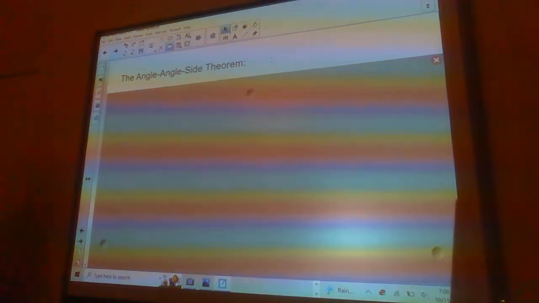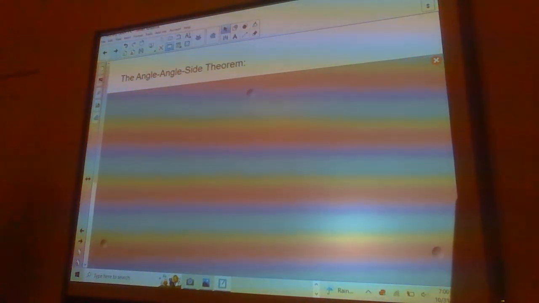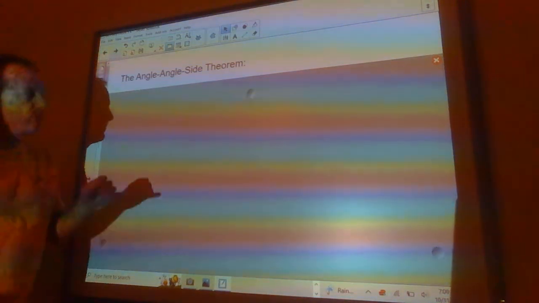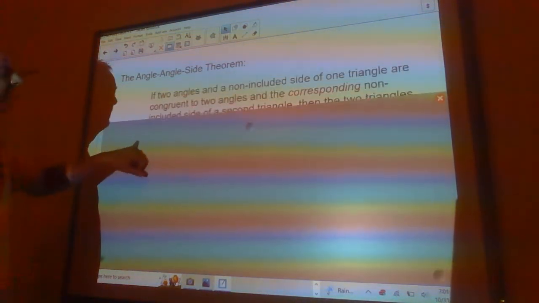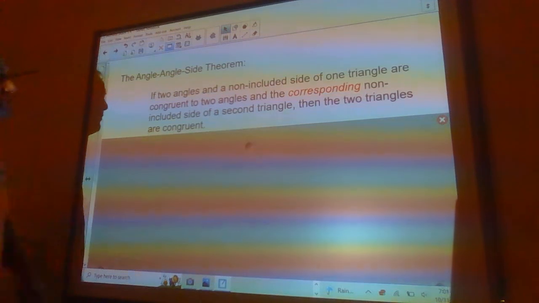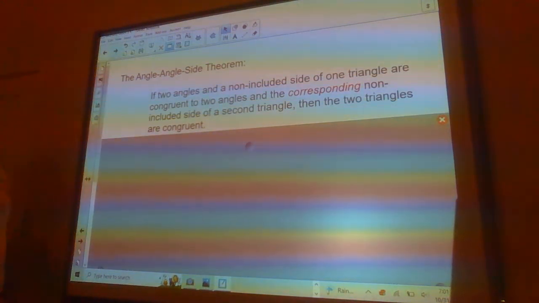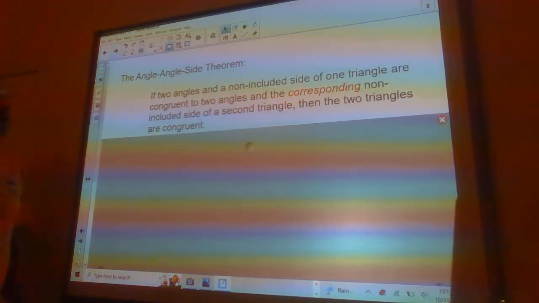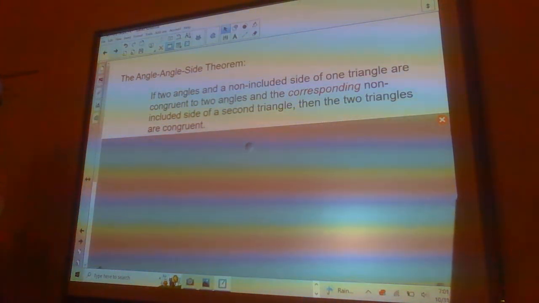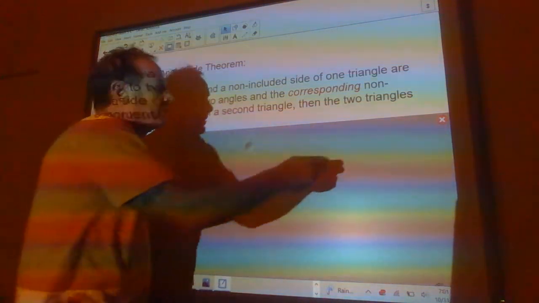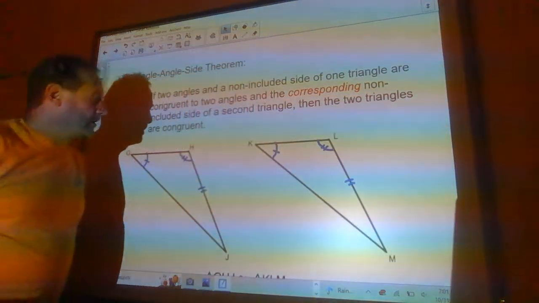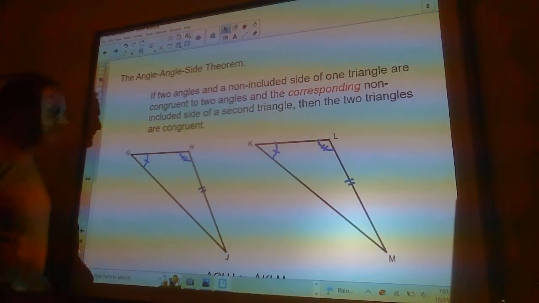Now this one is a little bit tricky. It's called the angle-angle side theorem. It says if two angles and a non-included side of one triangle are congruent to two angles and the corresponding non-included side of a second triangle, then the two triangles are congruent. So this is one you've got to watch out for.